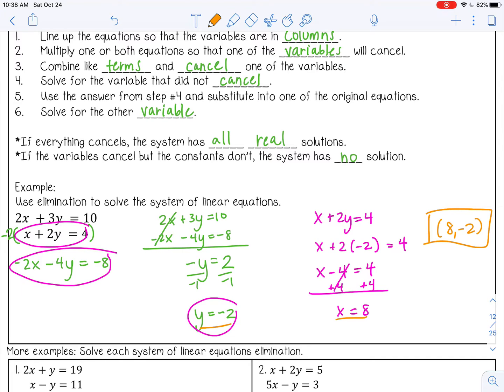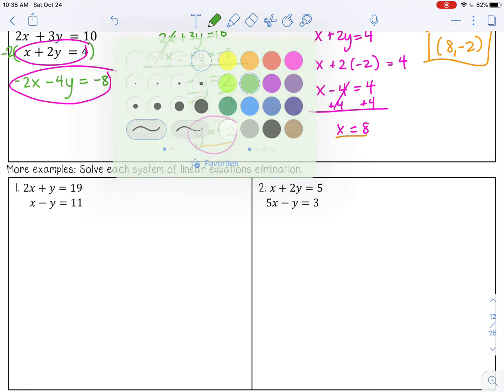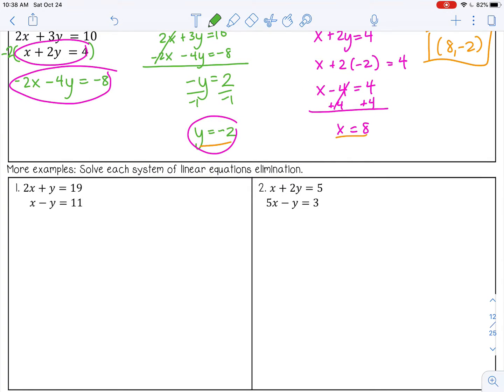Okay, let's try that again. So on number 1, I already have my variables lined up in columns. And I don't even have to multiply by anything on this one because look, y minus y, that's 0. It's already going to cancel. So I'm just going to add or subtract going straight down. 2x plus x is 3x. 19 plus 11, that's 30. Then divide by 3, so x is 10.